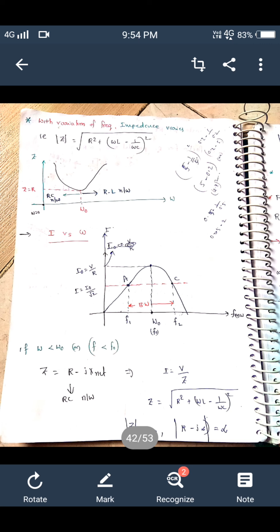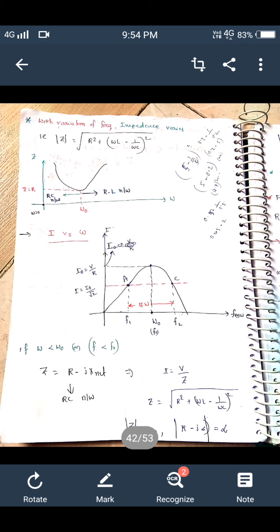Next, the characteristics between current versus frequency. Whenever you want to draw the characteristics between current versus frequency, we have to derive a mathematical relation which shows the relation between those two. We already know I is equal to V by Z. Z we already know is root of R square plus omega L minus 1 by omega C whole square. Here, if frequency is 0, Z is equal to infinity. Here I is equal to V by Z, so 1 by infinity is 0. That's why the curve starts from 0.